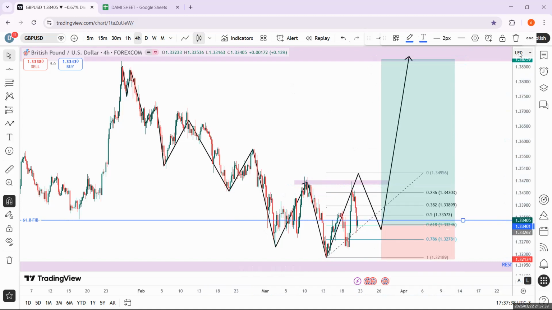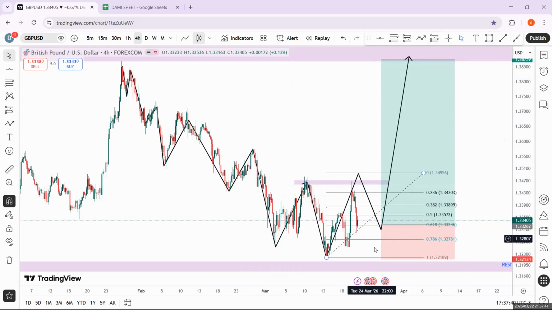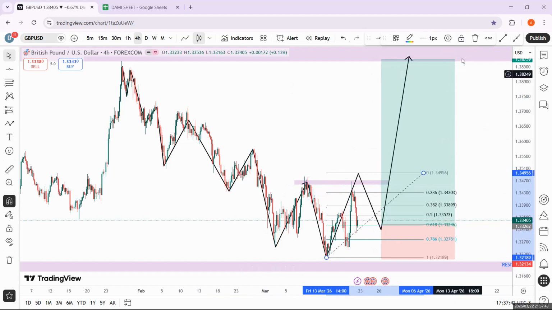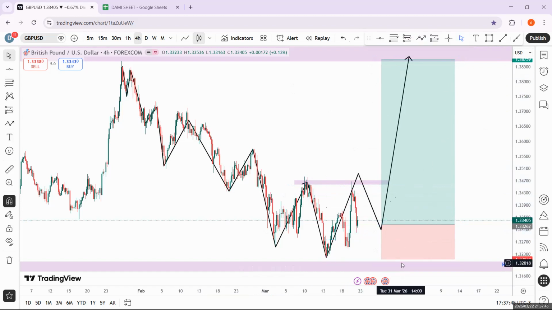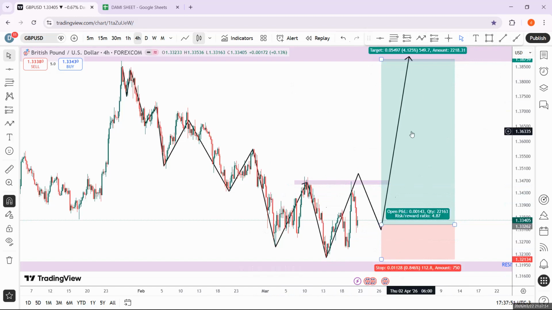So this is going to be our plan in case price does not give the 78.6 entry. Wait for a clear change of character at 61.8. Wait for a discount and buy back to the top. Easy. So these are just the ways by which we are able to tap into our entry.